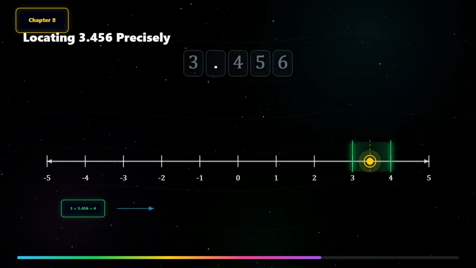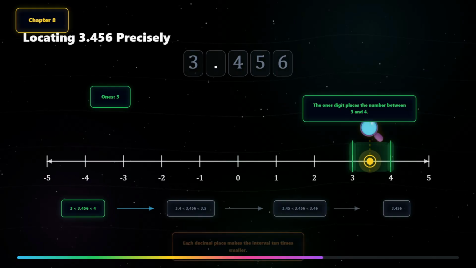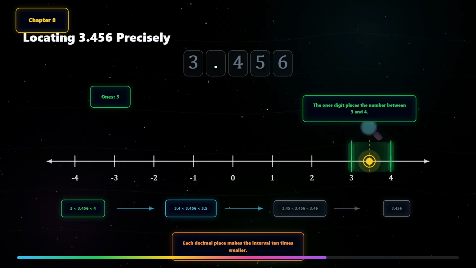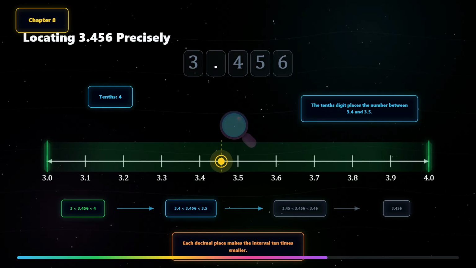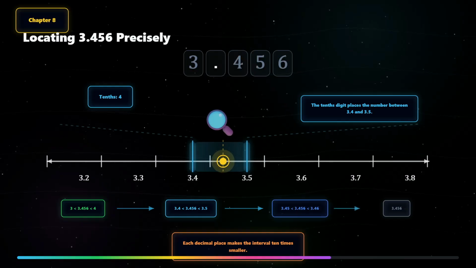Now let's locate 3.456 more carefully. Start with the whole number part. The number begins with 3, so it is between 3 and 4. That is true, but it is not very precise. The 10th digit is 4, so the number is between 3.4 and 3.5. That is a smaller interval.